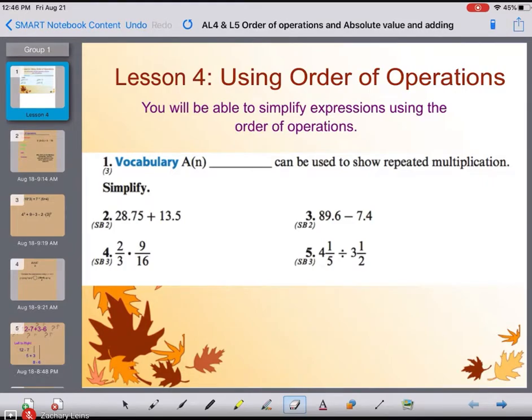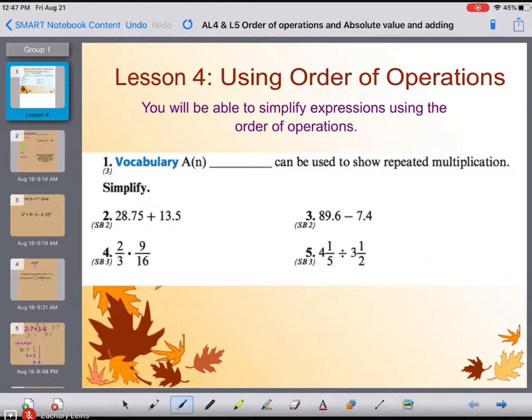All right, so looking at lesson 4 of Algebra 1, we're looking at using order of operations. You'll be able to simplify expressions using the order of operations is our objective. All right, so a couple things here are vocabulary terms. So if you want to do the warm-up, I'll give you 3 seconds.